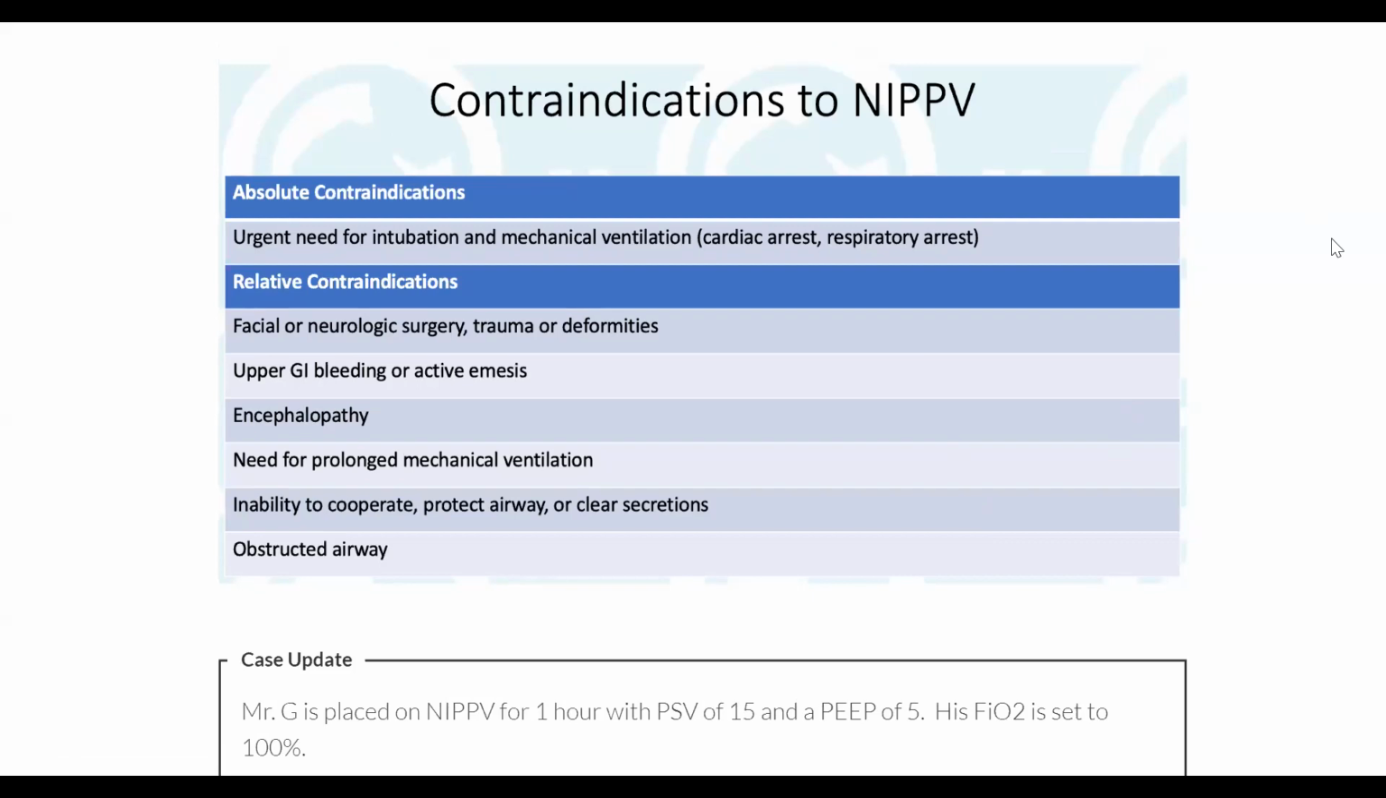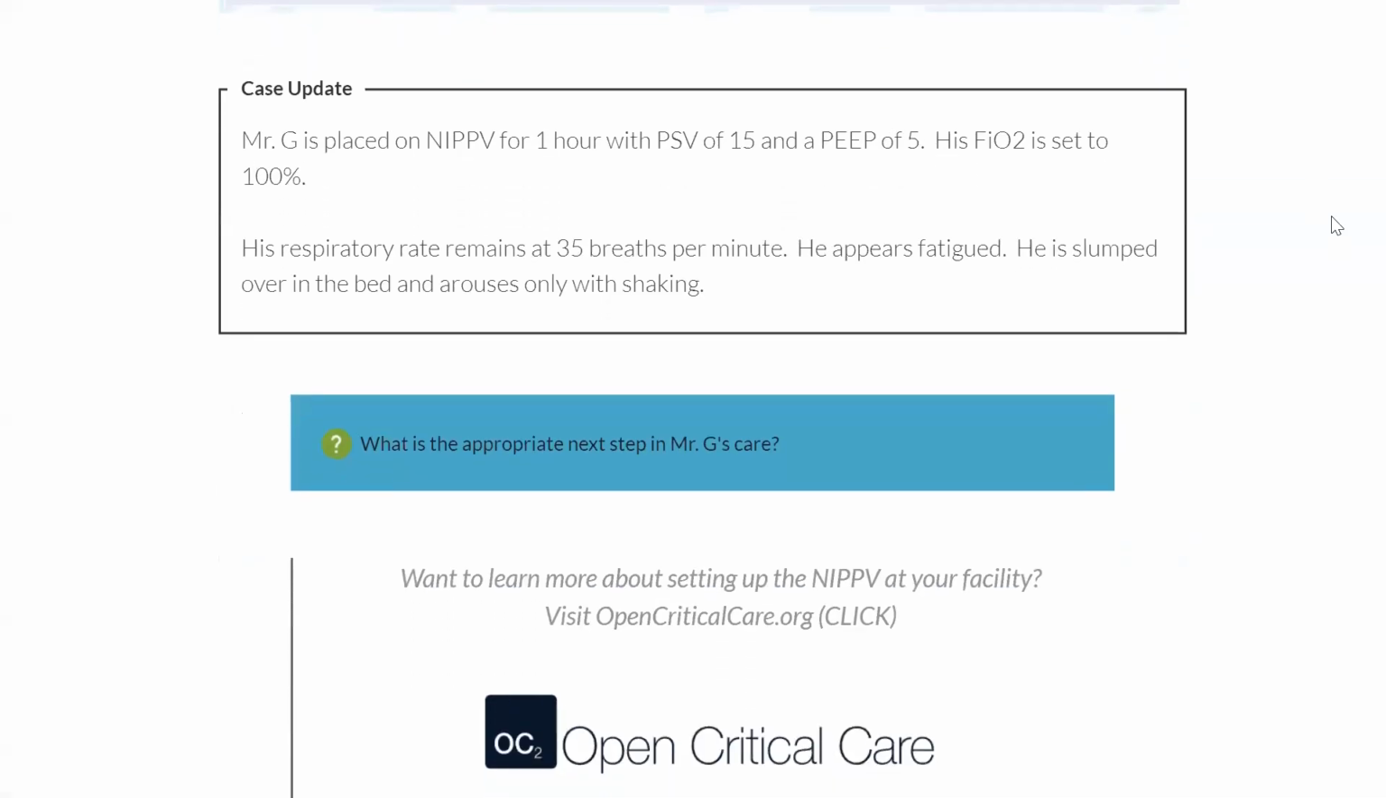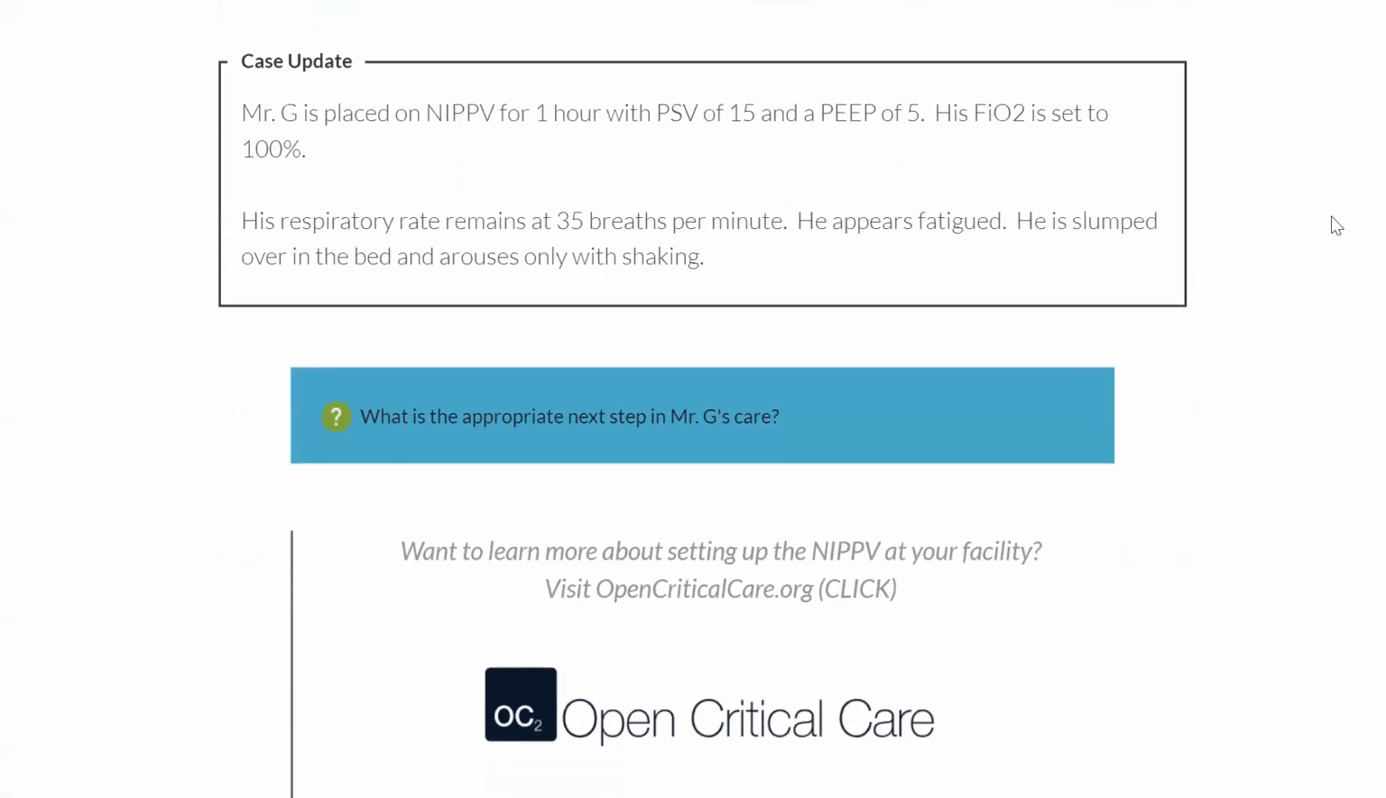Okay, let's go down and see how our patient is progressing. Our patient is placed on non-invasive positive pressure ventilation for 1 hour with a pressure support of 15 and a PEEP of 5. So that means the patient has a pressure of 20. And his FiO2 is at 100%.